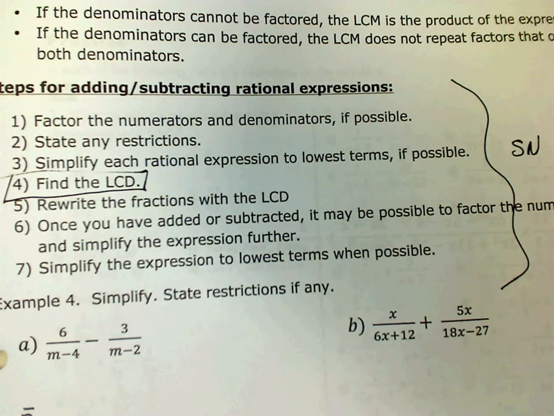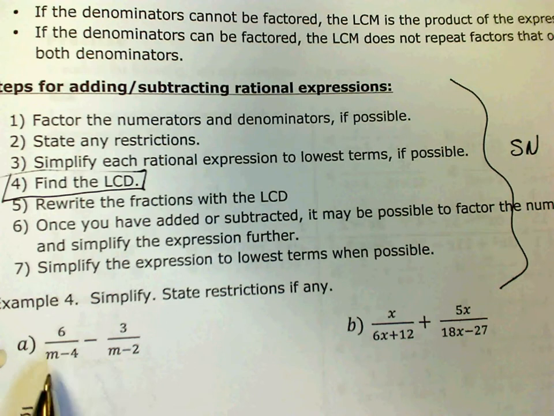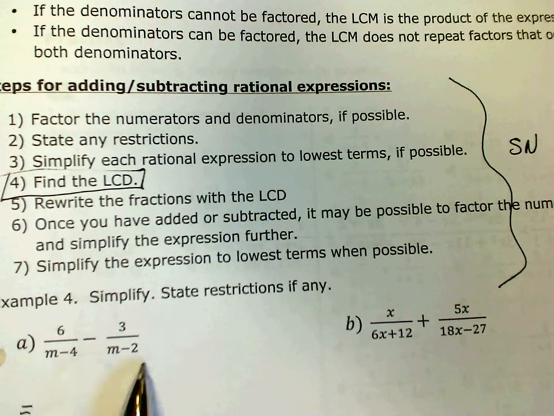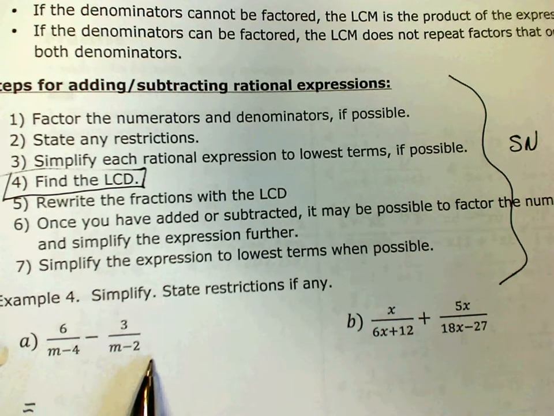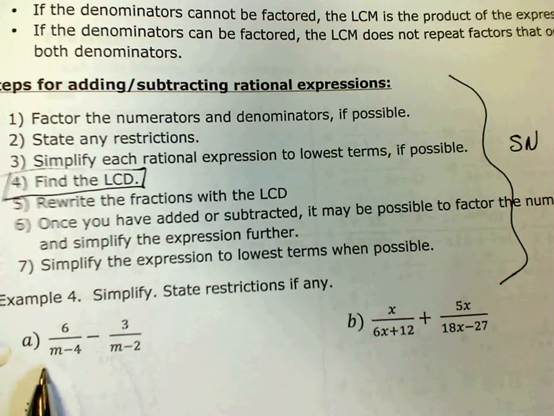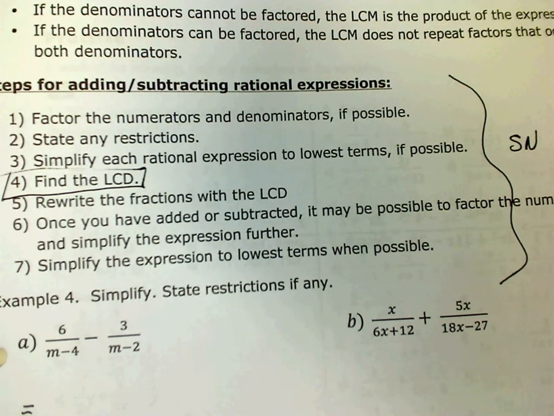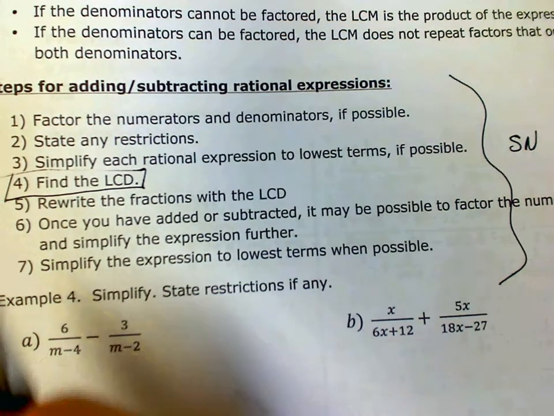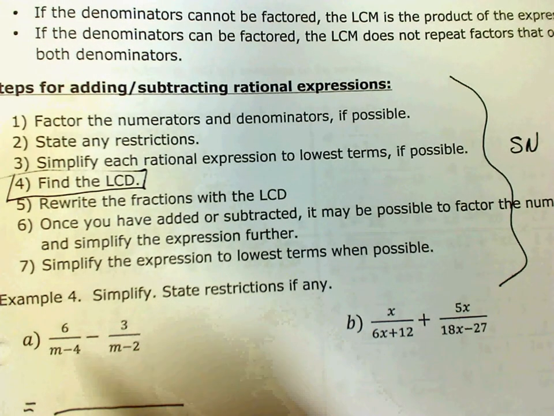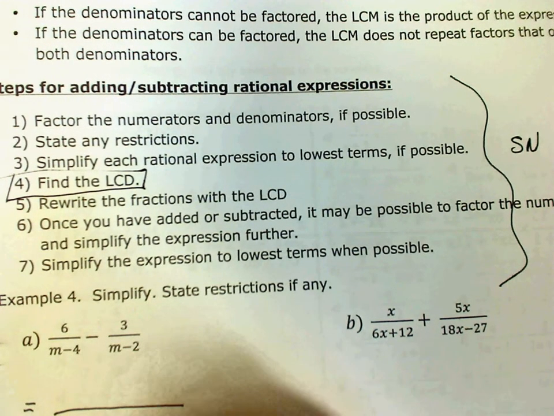Well, I can't prime factor anything here, right? I can't factor anything. So if you can't factor, what do you do? Multiply the denominators. Very good. m minus 4, m minus 2.